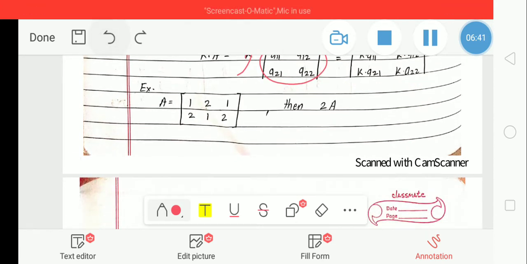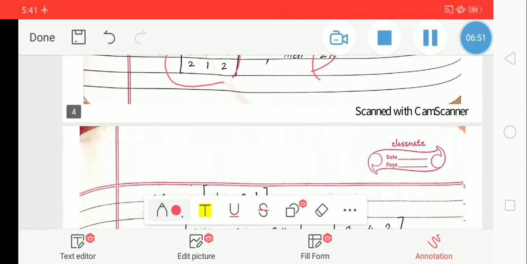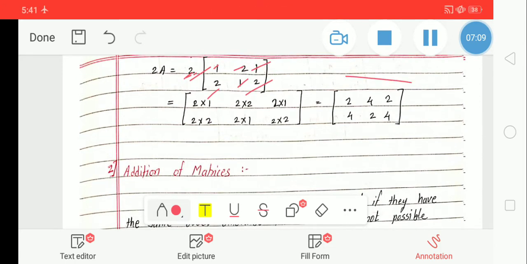Example, here is the given matrix A and here K, the scalar, is 2. Here 2 is a scalar. So 2A means 2 and this matrix. So 2 multiplied by 1, 2 multiplied by 2, 2 multiplied by 1, 2 multiplied by 2, 2 multiplied by 1, 2 multiplied by 2. So we get this answer.